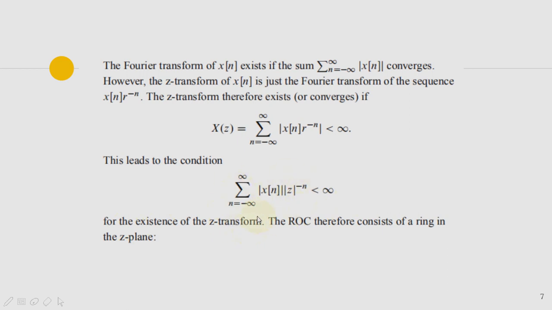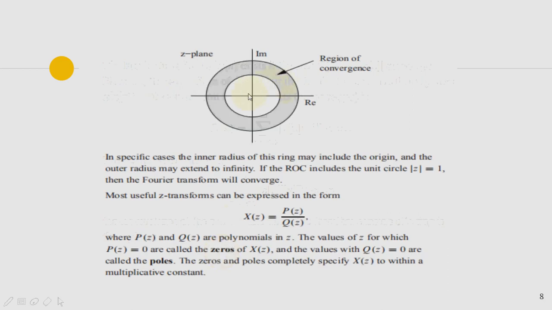So this is the condition for the existence of the z transform, and that is nothing but the summation of the sequence x of n should be less than infinity, and the ROC therefore consists of a ring in the z plane. So this is the region of convergence in the z plane, and in a specific case the inner radius of this ring may include the origin, and the outer radius may extend up to infinity, and if the ROC includes the unit circle, that is mod of z is equal to 1, then the Fourier transform will converge.